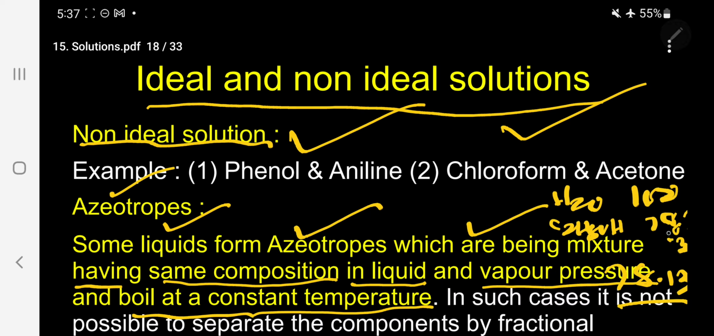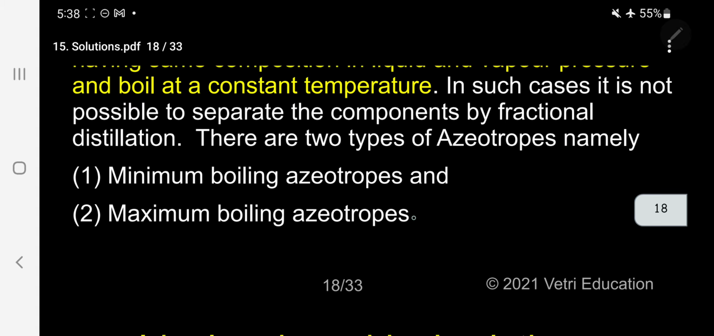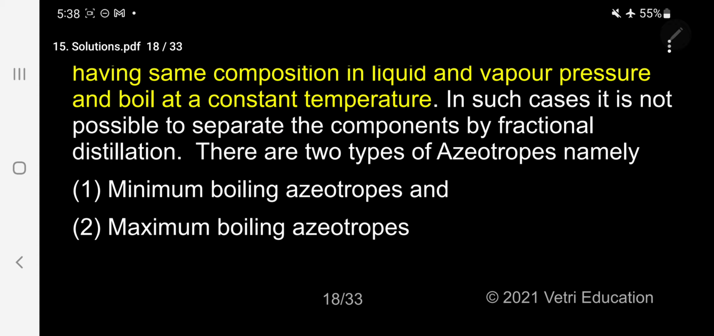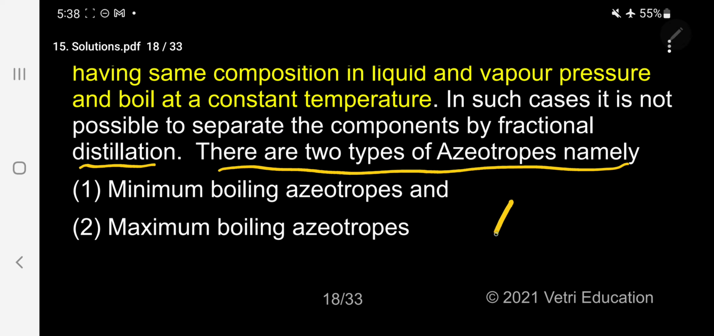Please follow. So 78.13 is the azeotropic mixture. It is lesser than 100 and lesser than 78.3. So this is the low one. Kindly follow. In such cases, it is not possible to separate the components by the fractional method. So I hope you have a clear idea what an azeotrope is. An azeotrope is a mixture having the same composition in liquid and vapor, and it boils at a constant temperature. Example: I explained to you water and alcohol. In such a case, it is not possible to separate the components by fractional distillation. There are two types of azeotropes, very, very important.